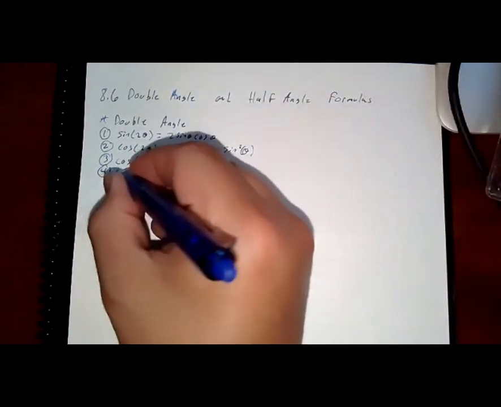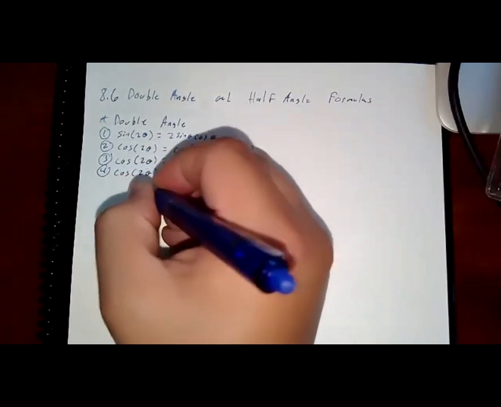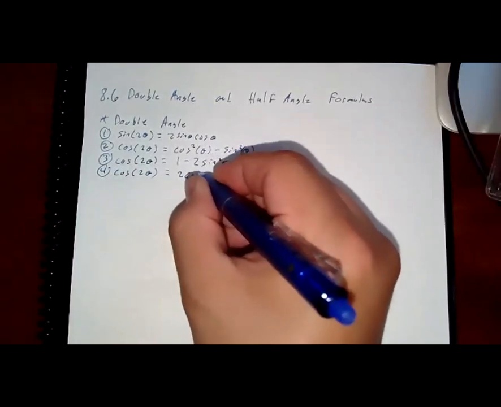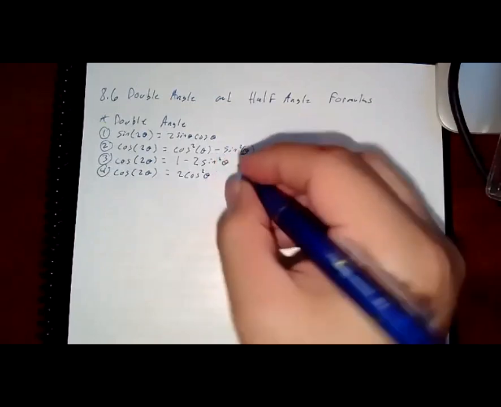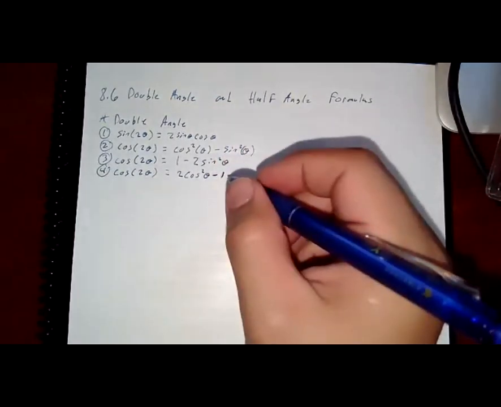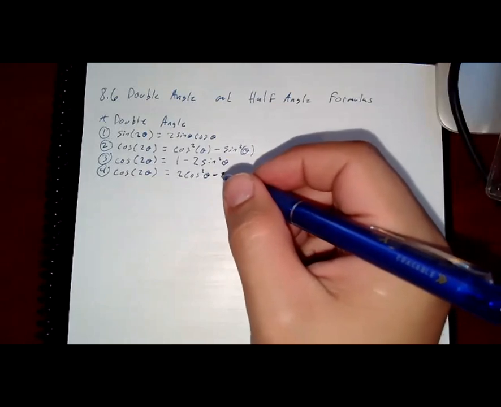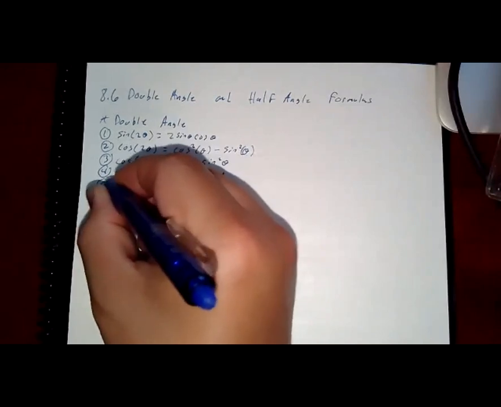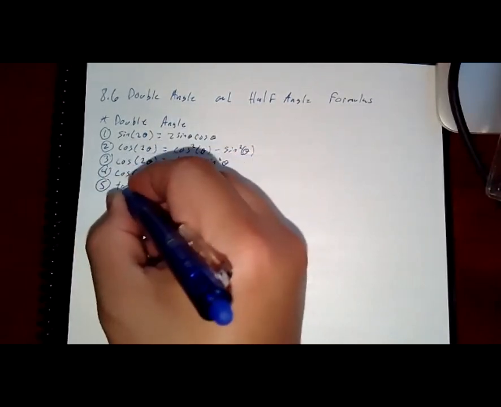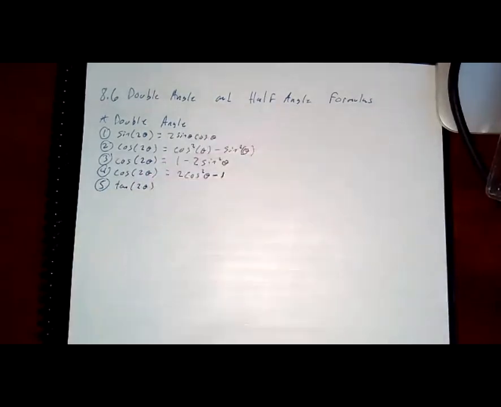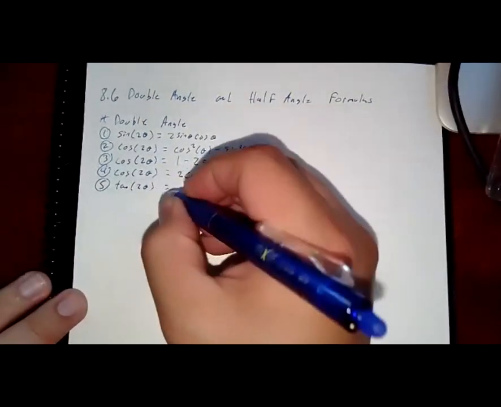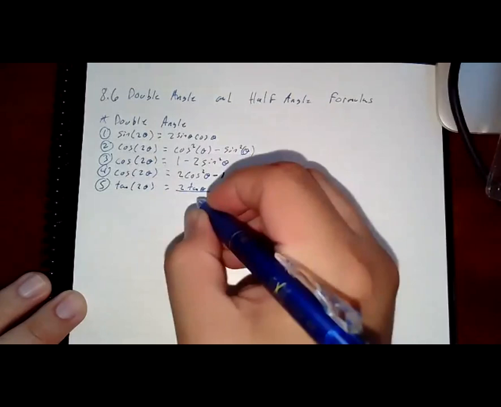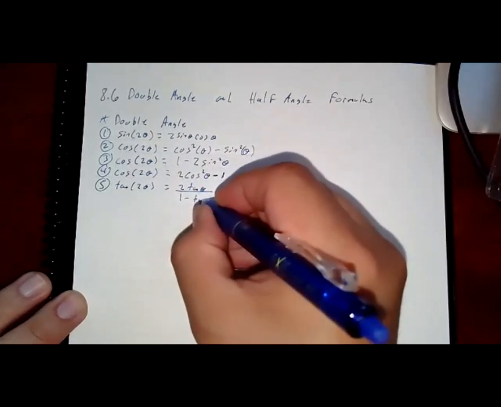Number 4, another cosine 2 theta is equal to 2 cosine squared theta minus 1. Okay. Number 5, double angle for tangent. Tangent of 2 theta is equal to 2 tangent theta over 1 minus tangent squared theta.